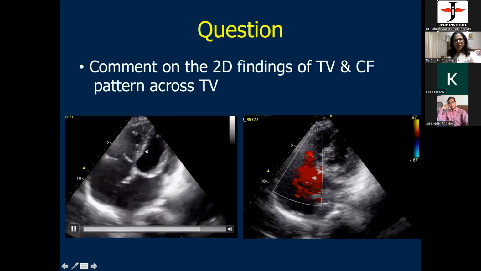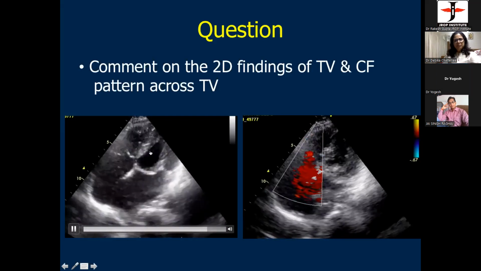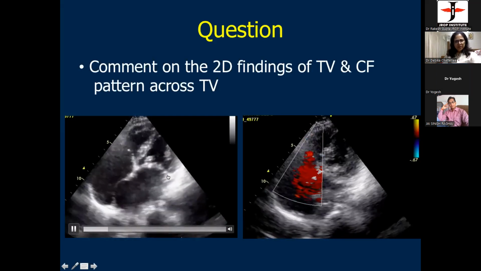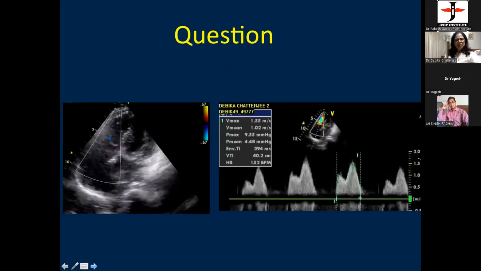Yes. And look at the mitral valve. Yes, ma'am. The mitral valve is also very much thickened and calcified. So it's rheumatic heart disease. Okay, good. If there is no mitral involvement, then think of carcinoid.